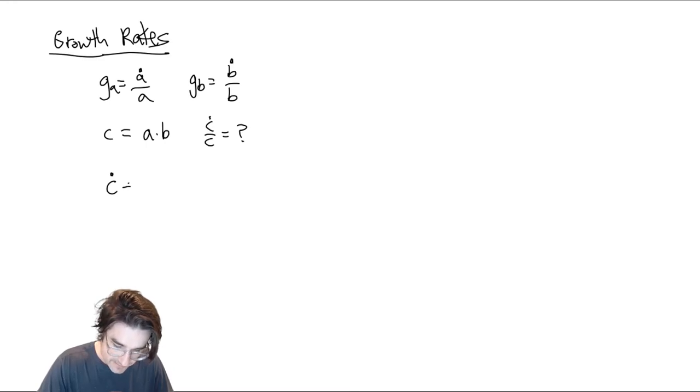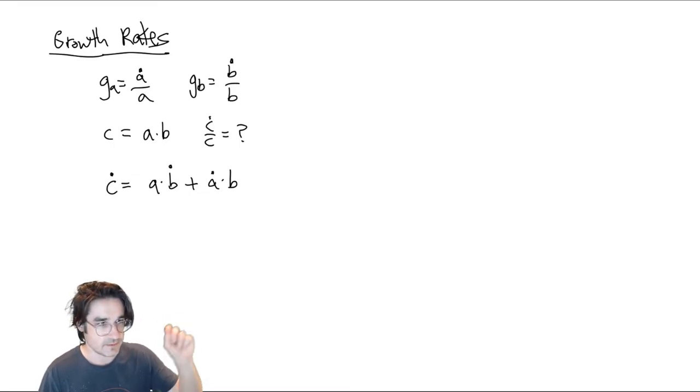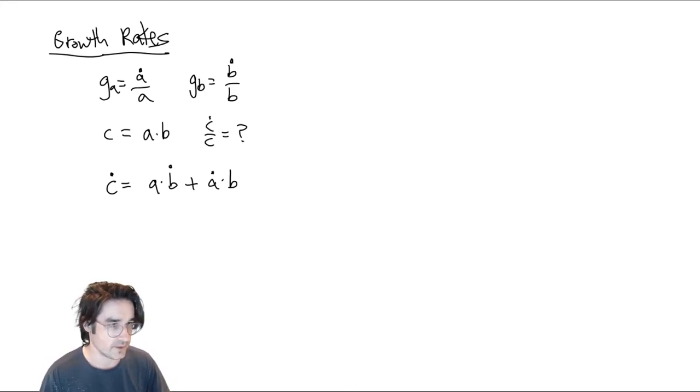Think about C dot. The product rule for derivatives gives us the first times the derivative of the second, plus the derivative of the first times the second. I'm using dot notation for time derivatives, so this is the product rule for the derivative of C. I'm omitting the (t) in a million places here, because if you write all the (t)'s out, you'd spend your whole day writing parentheses. All this stuff can depend on time, explicitly or implicitly.